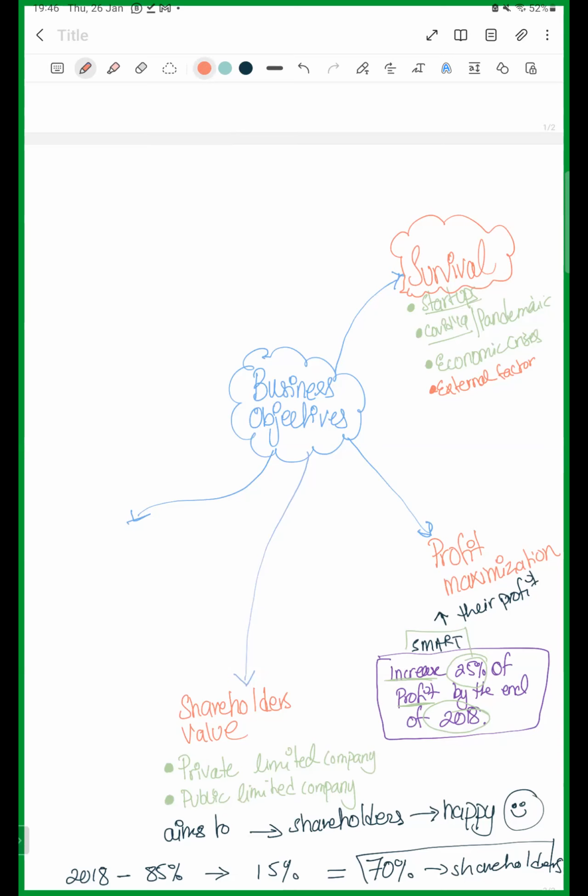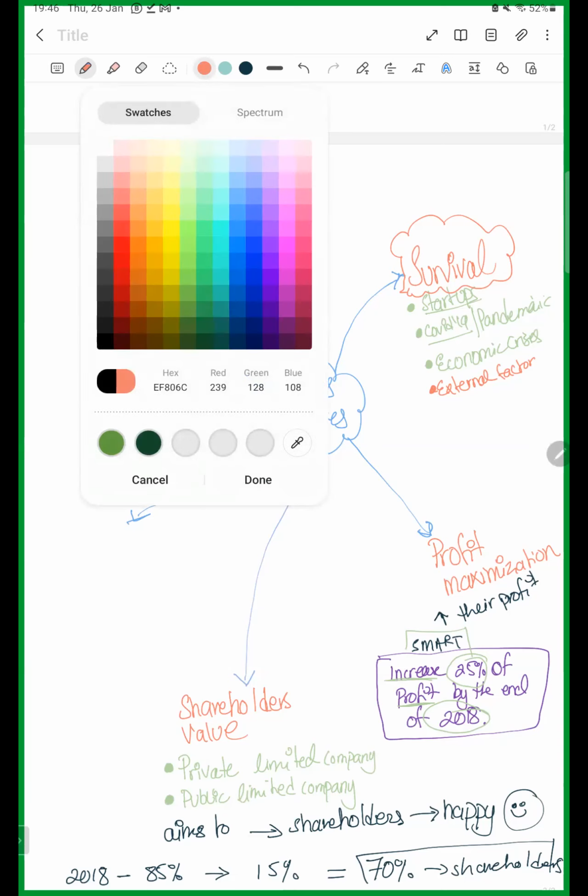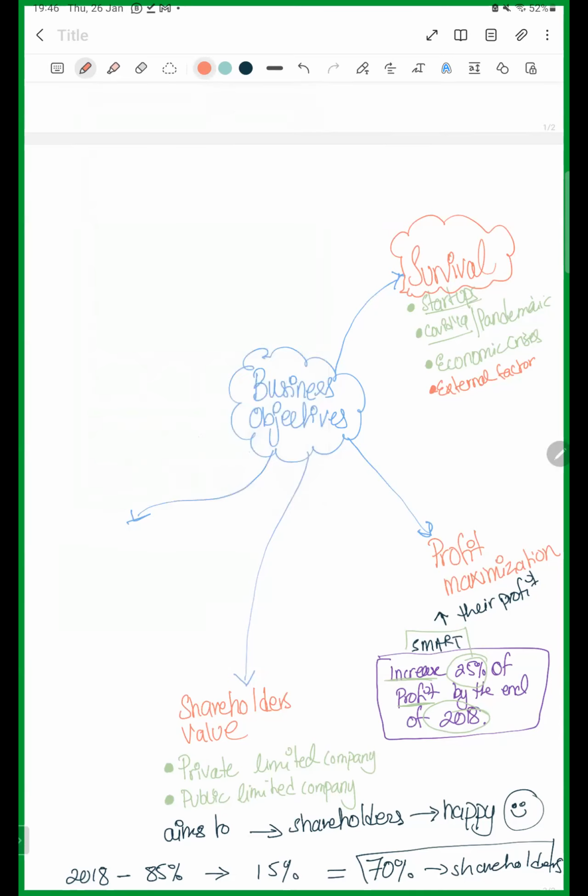Yep. So we want more investors. Businesses always do this when they want more investors. They make their business look amazing and profitable and attractive so that other people can invest. All right, do you both understand? Yeah. Okay, another type of objective is growth.